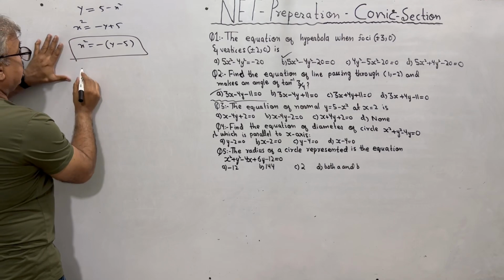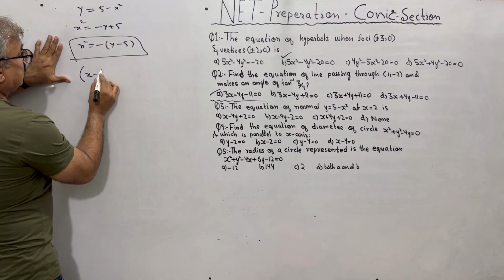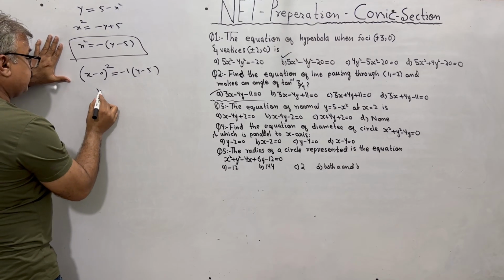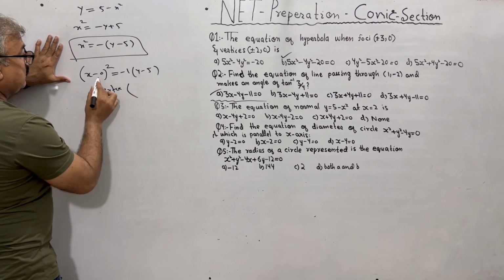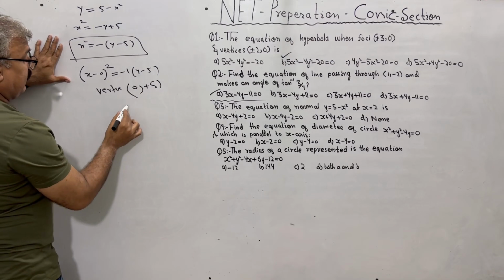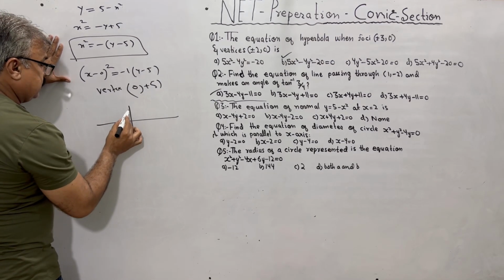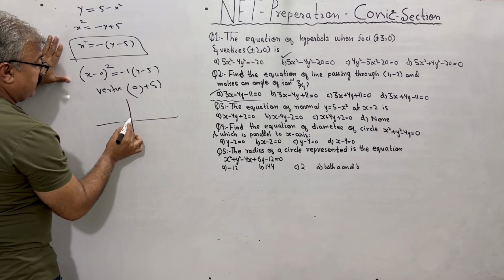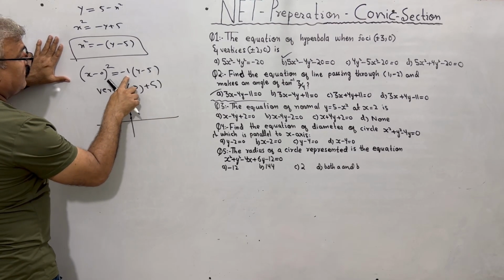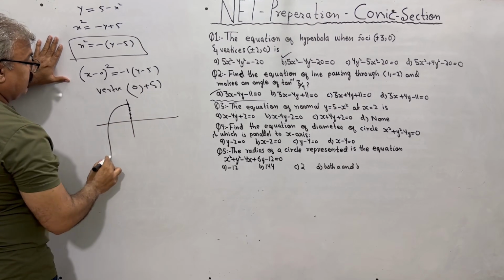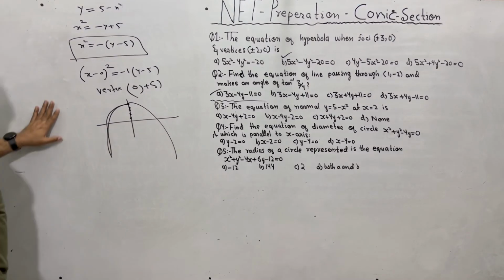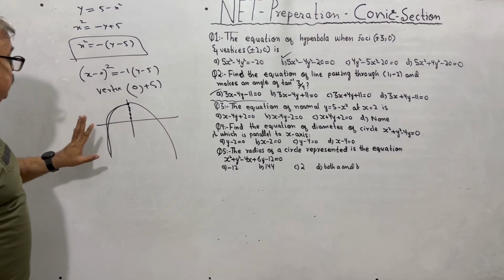I can write this as x minus 0 whole square is equal to negative 1 times y minus 5. So our vertex is 0 and positive 5, like the center of the circle, 0 comma 5 here, that is 1 2 3 4 5 on the y-axis. Now look at this, the coefficient of y is negative, so it opens downward. That is the graph of this parabola.